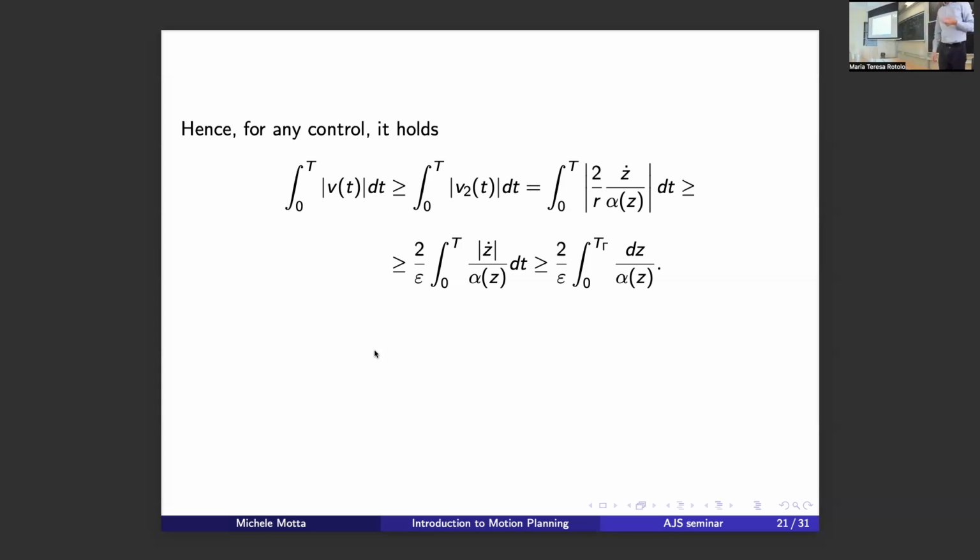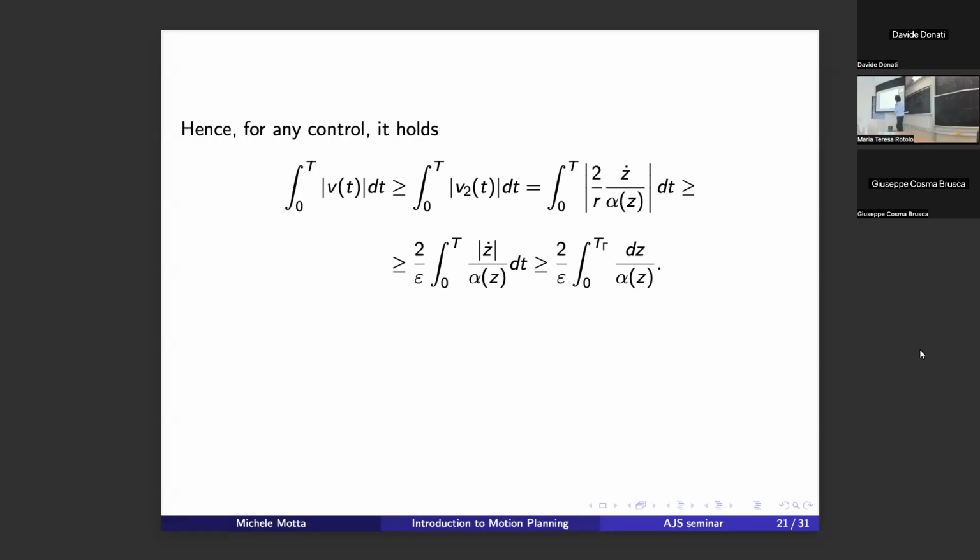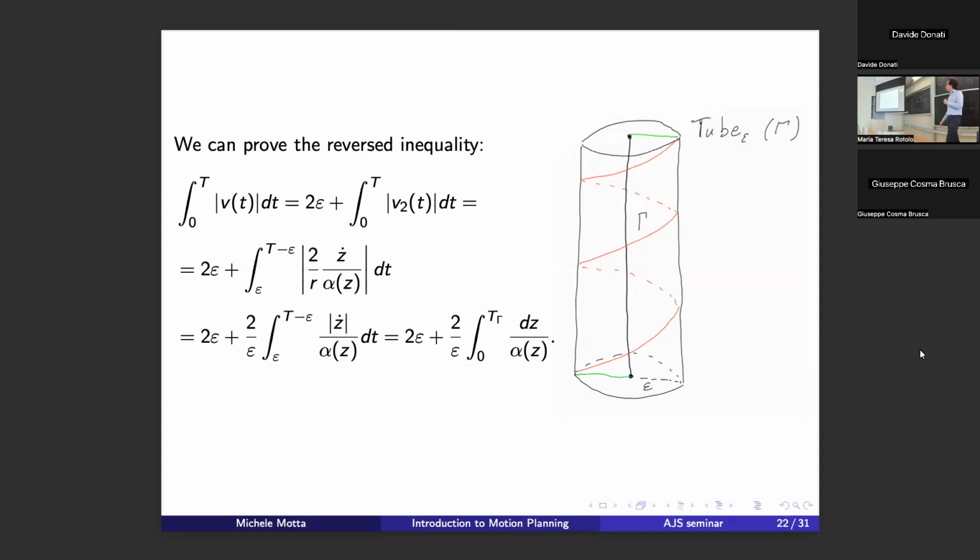So I was saying that for any control, we have this lower bound that does not depend on the specific control. And is this a chain of inequality, or is this lower bound strictly less than the motion complexity? So we have this inequality. We want to see if we also have the reverse inequality, or if this is strictly less. And indeed, this is an equality.